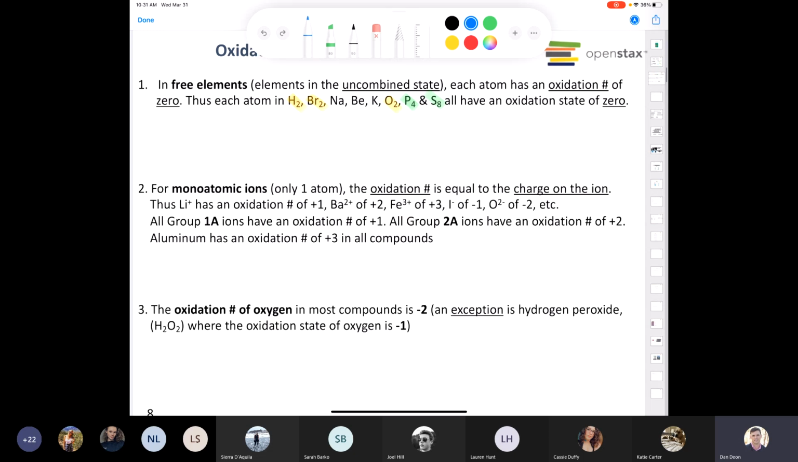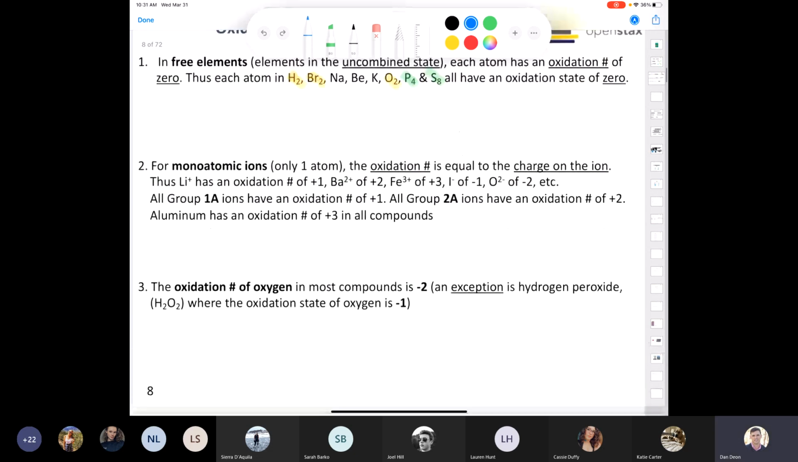Any group 1A metal has a charge of +1. Any group 2A has got a charge of +2. Aluminum is always +3 in any compounds. The oxidation number of oxygen is almost always 2-, except for in compounds like hydrogen peroxide, where it has an oxidation state of -1.